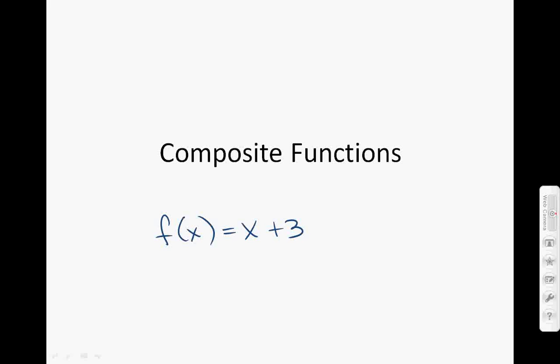Composite functions is a way to blend two functions together. Think of the word composite. Like when you look at the composite pictures in the hallway of the graduating classes, we call those composites because it's a compilation of all the students who were in that class.